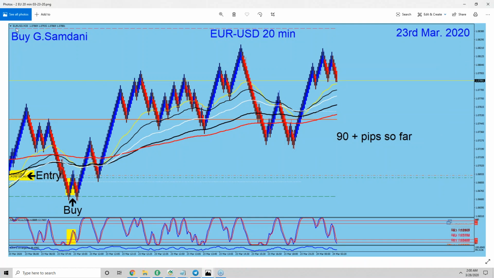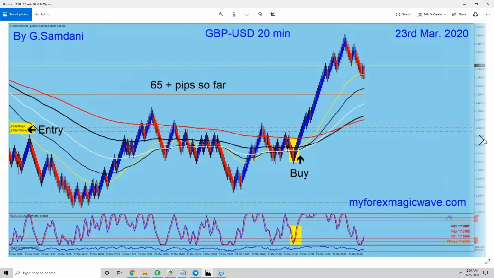This is Euro USD, because of the USD weakness. I'll show you why USD was getting weaker this week. And this was for 90 pips. This is pound USD. This thing started to go up on the 23rd, 65 pips, and there are bigger trades down the road. You will see.